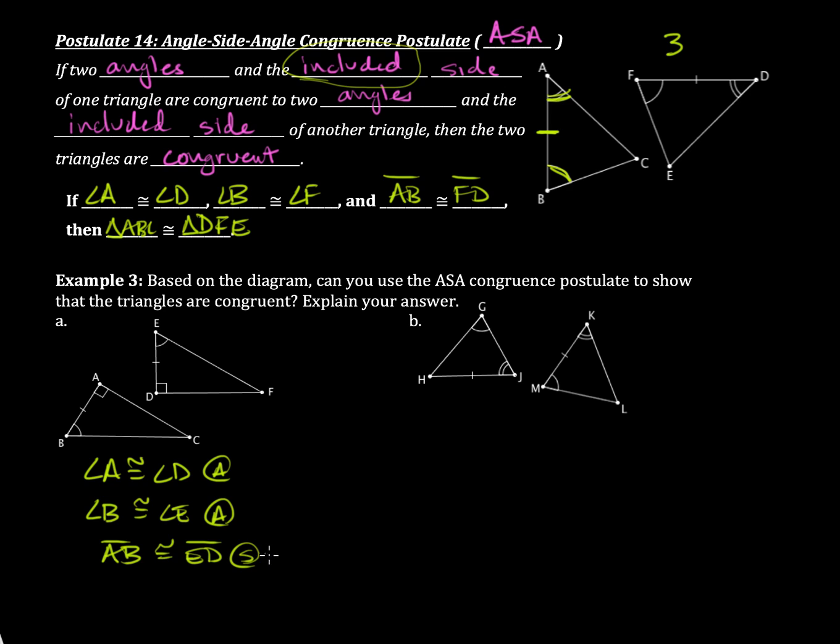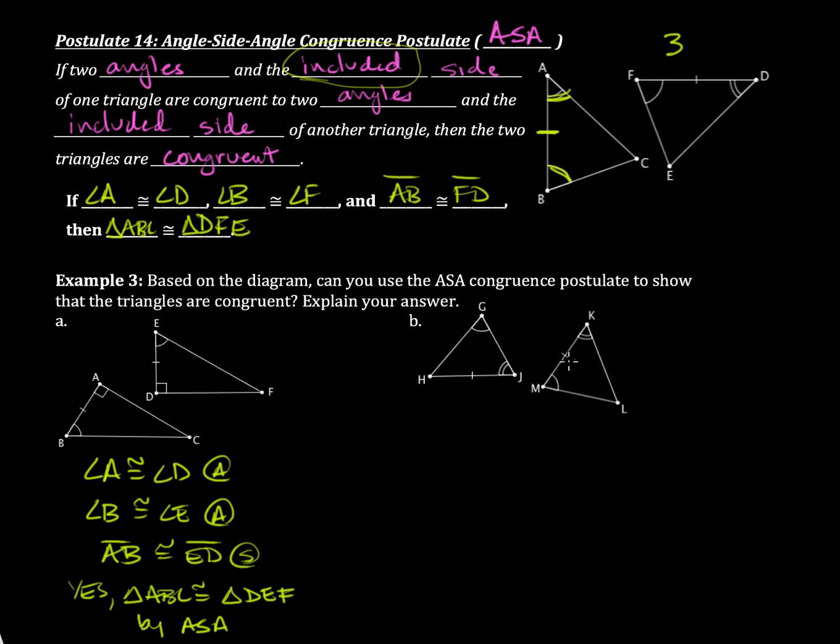Is it the right side? Is it the included side between these two angles? In other words, is it the included side for angles A and B? Well, yeah, because segment AB joins the vertices of angles A and B. And ED joins the vertices of angles E and D. So that is an included side. So yes, triangle ABC is congruent to triangle DEF, where A corresponds to D, B corresponds to E, and C corresponds to F, by angle, side, angle.